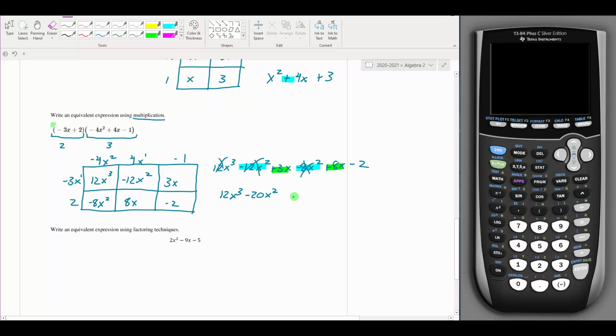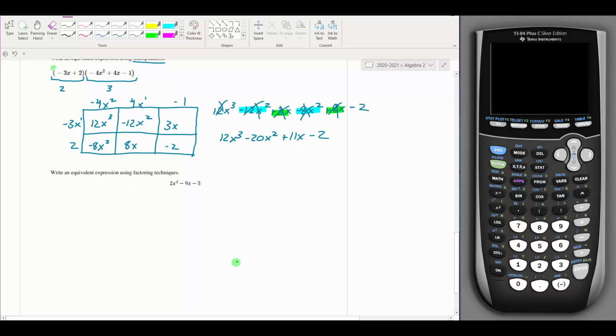I got a positive 3x and a positive 8x. Those are going to combine to give me a positive 11x. So those have been taken care of, and all that's left is minus 2. There's my final expression. Okay, so this is equivalent to this. It's just written in a different way using multiplication.